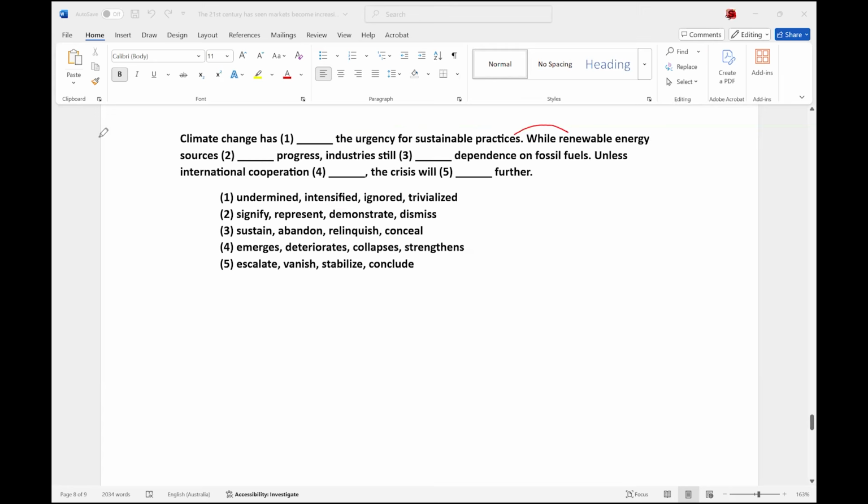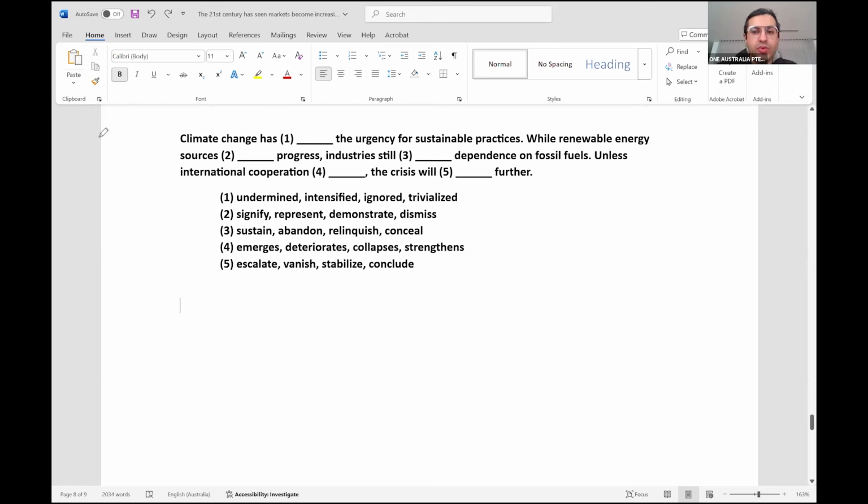Now the next sentence starts with while. Generally when a sentence starts with while, it is either a comparison between two things or an ongoing situation. Either a comparison or an ongoing situation. While renewable energy sources dash progress. Unify. Represent. Is represent the best word, or do we have a better sounding word?